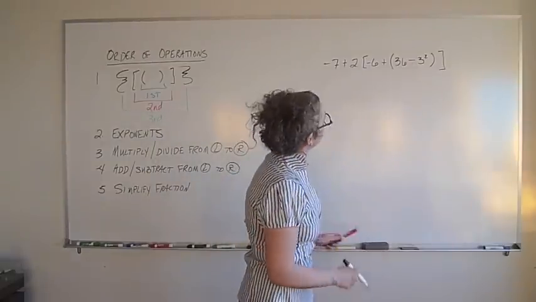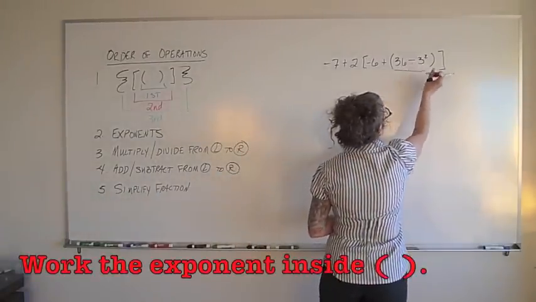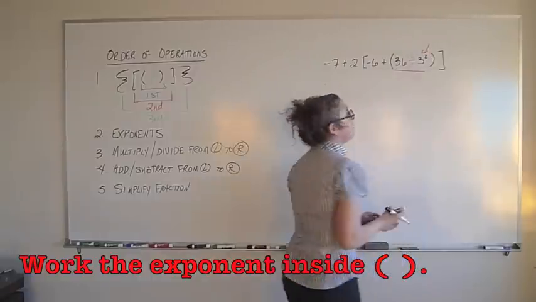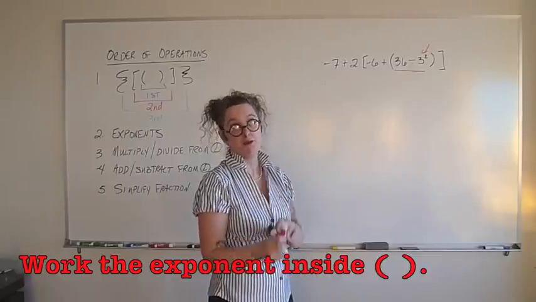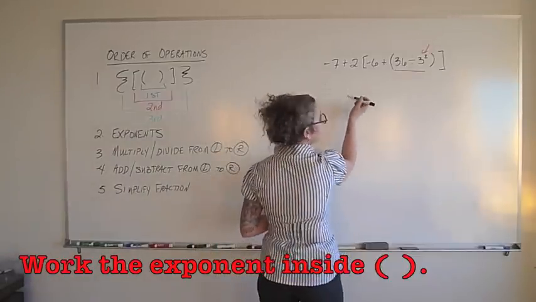So, if you look at your math problem here, we're starting in these parentheses. What's most important is that exponent right there. So we're going to say 3 times 3 for a 9 before we go anywhere else. So carefully rewrite this.